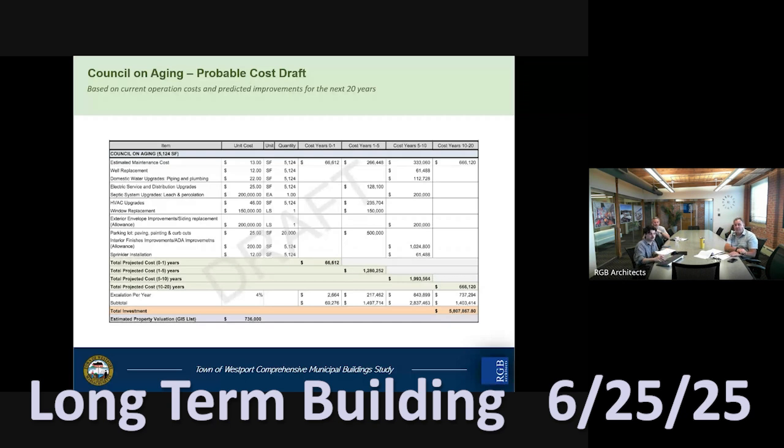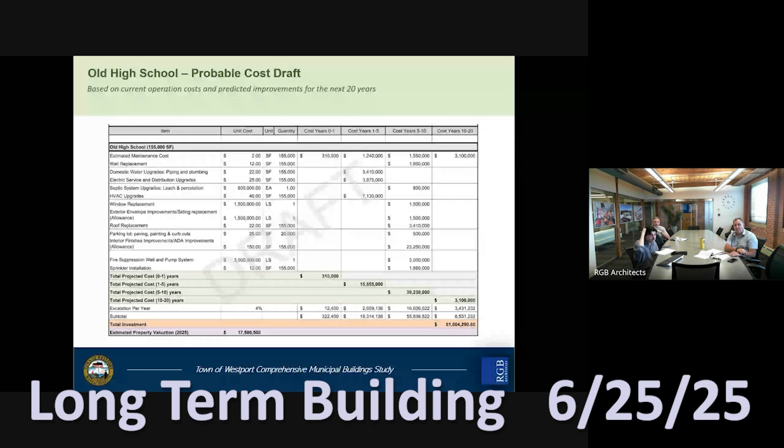Okay, next one, that's the Council on Aging. This is the old high school. Now, this is pretty tricky because the question was, we understand the seniors are in there now. So the question came up is, what do we have to do to make it code compliant now? Right. So I would say if you do absolutely nothing and let them, I don't think they're in there on a day like today because there's no air conditioning. So it's one thing you'd have to do.